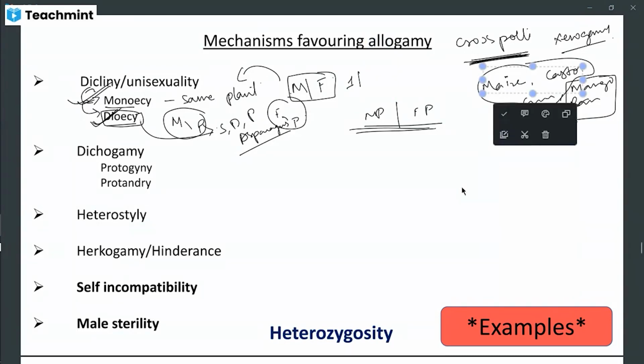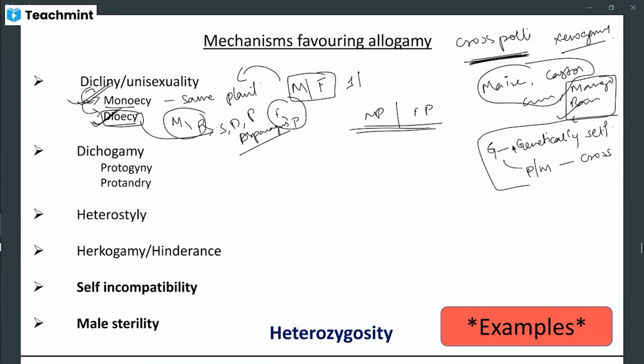See, maize is a crop which has geitonogamy type of pollination, but it is given under allogamy because geitonogamy is genetically self-pollination, but in a physical or mechanical way, we can call it cross-pollination. Don't confuse with it. If it is both physically and genetically cross-pollinated, what do you call the term? Xenogamy. So please remember, geitonogamy is genetically self but physically or mechanically cross, but xenogamy is both genetically as well as physically cross-pollinated.